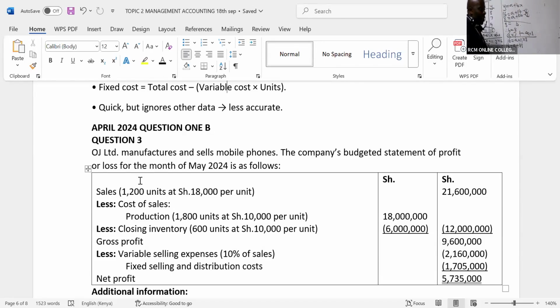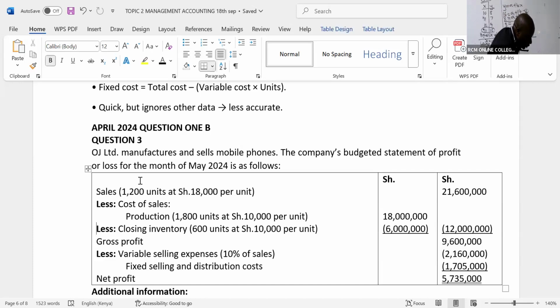So then with your permission, I will now do this April 2024, question number 1B. You see, they have given me so many things there. OJ Limited manufactures and sells mobile phones. The company's budgeted statement of profit or loss for the month of May 2024 is as follows. They have given me sales, 1,200 units, 21.6 million. Cost of sales is given there.